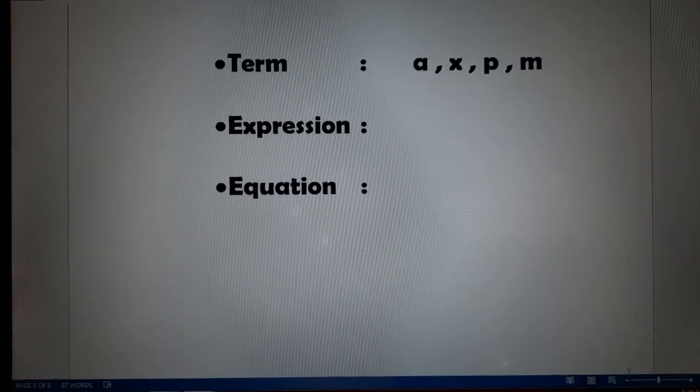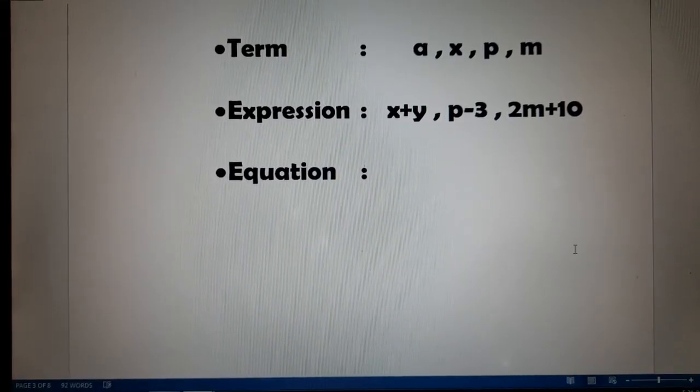So, what is a term? A, x, p, m. These are some examples of algebraic terms. You can create an expression by combining algebraic terms with plus or minus symbol. Look at these examples given. x plus y, p minus 3, 2m plus 10.